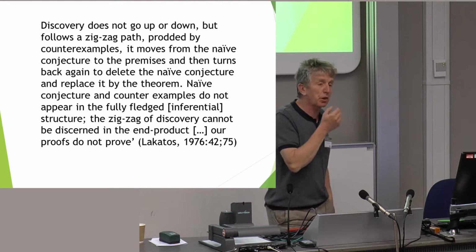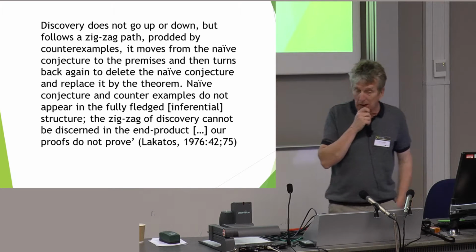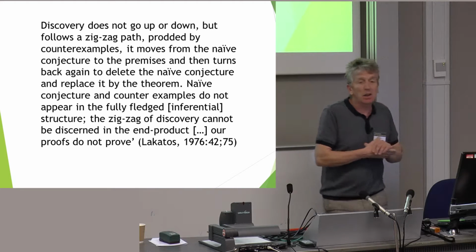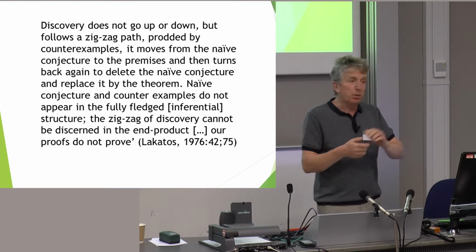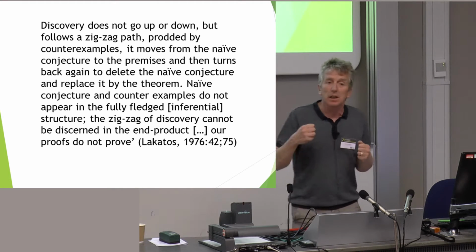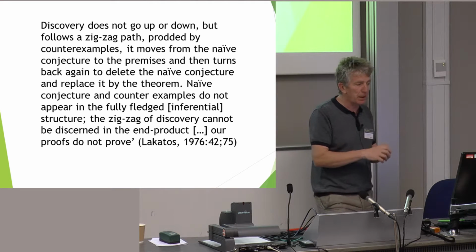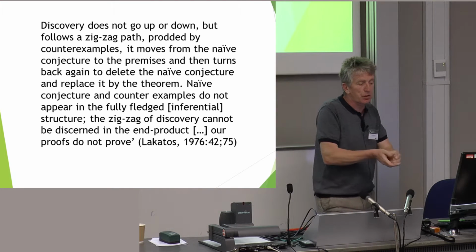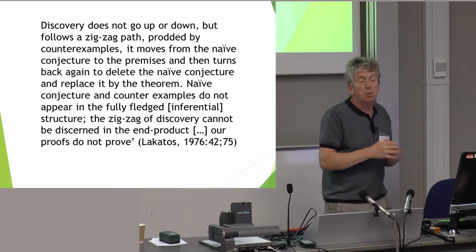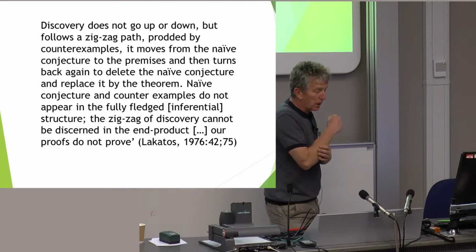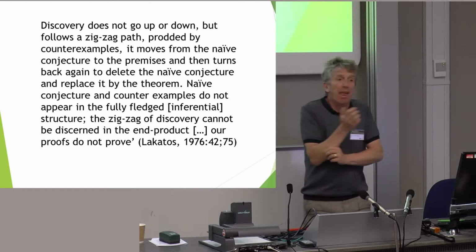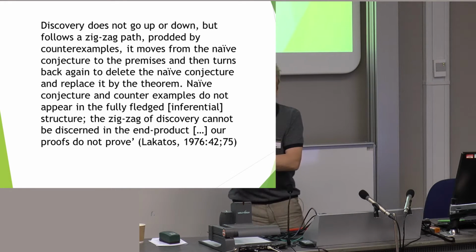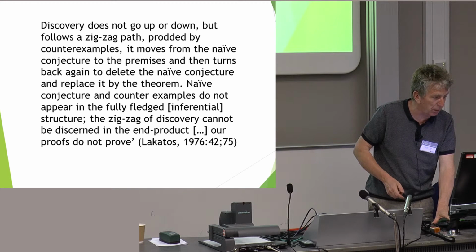This is a quote from Imre Lakatos, who was spending time thinking about the way in which Eulerian geometry had developed, and he talks about a zigzag path in which there's this movement between examples and counterexamples, premises, conjecture, at each turn shaping our understanding of a particular problem. So naive conjecture leads to counterexample, doesn't lead to a fully fledged account of the structure that they're interested in. That process of discovery, which can't be discerned in the final product, in the final equation of the Eulerian geometry in this case, arises from a zigzag movement between evidence and ideas. Back to evidence, back to ideas. That's the point that Lakatos is making here.